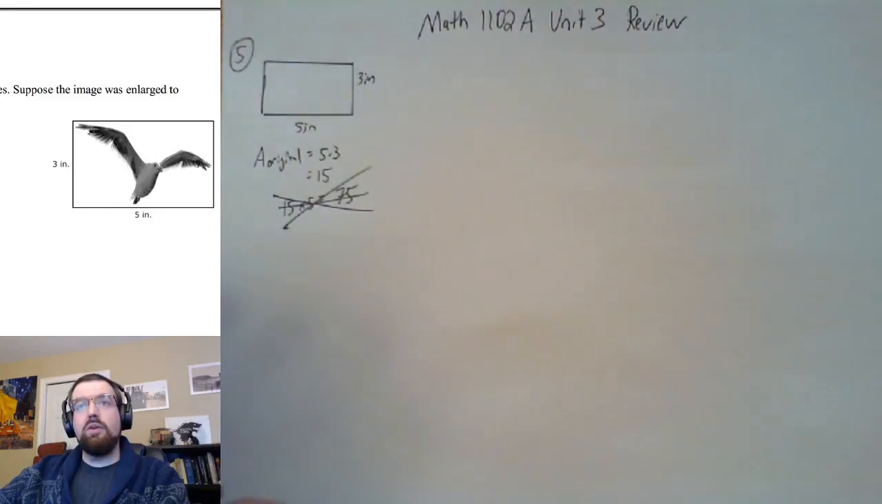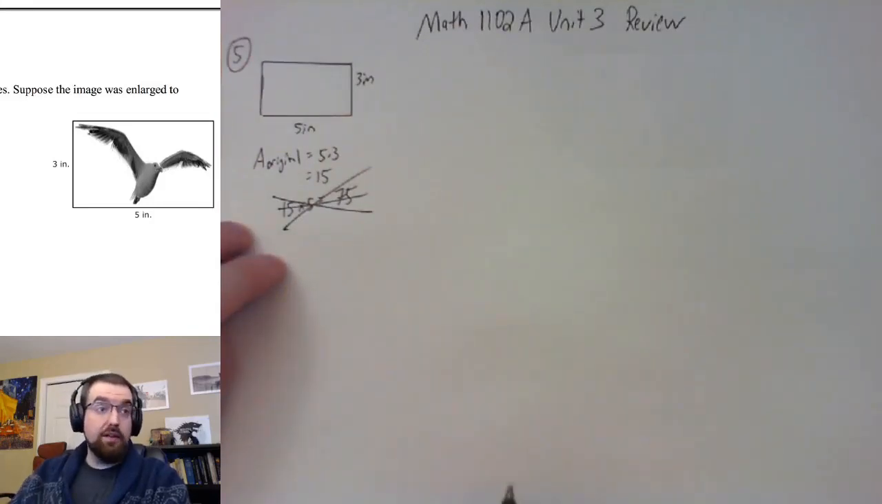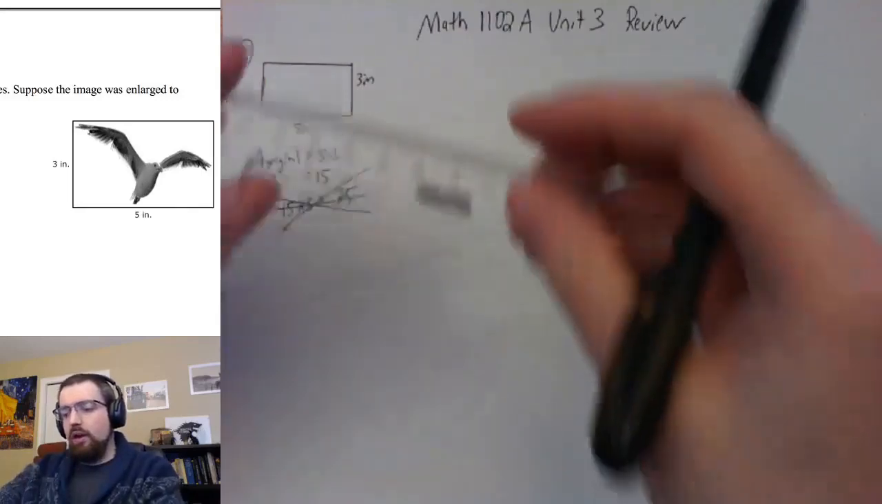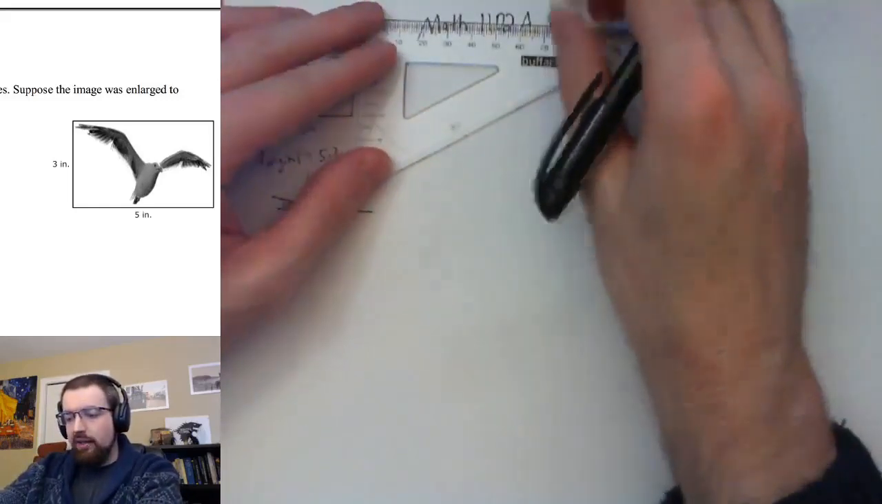Because all that would do is multiply one of the dimensions by 5. It's actually multiplied by 5 twice, right? So it's actually going to be times 25.